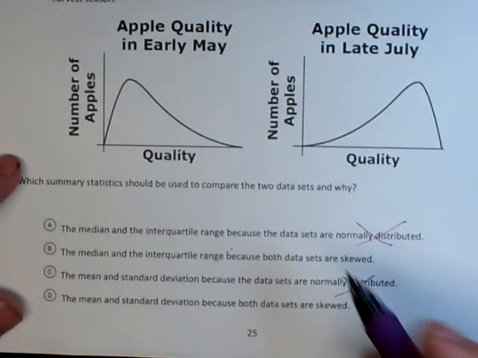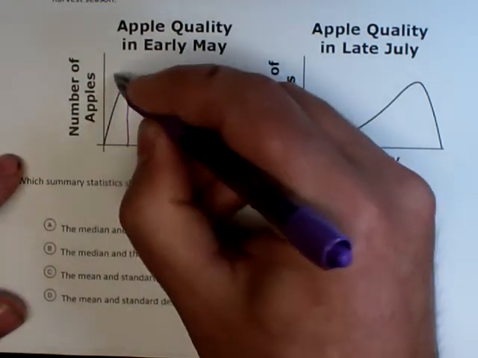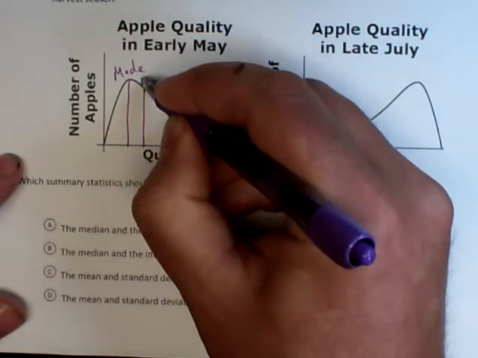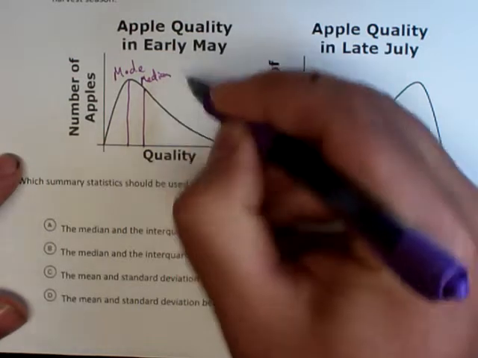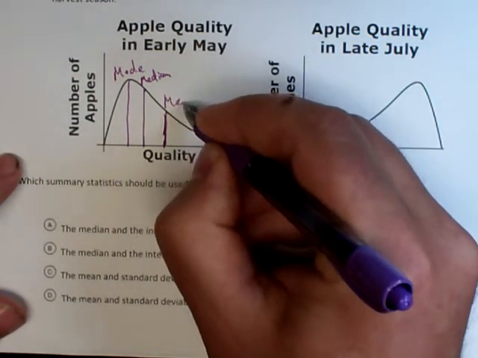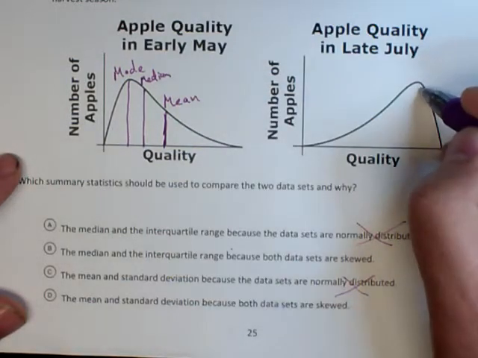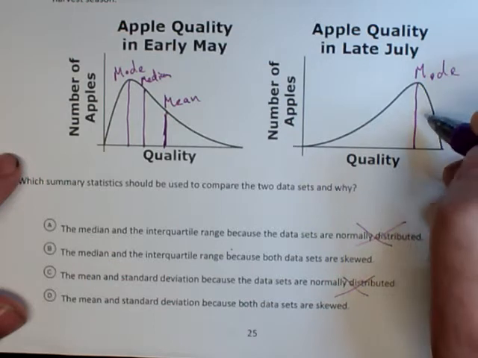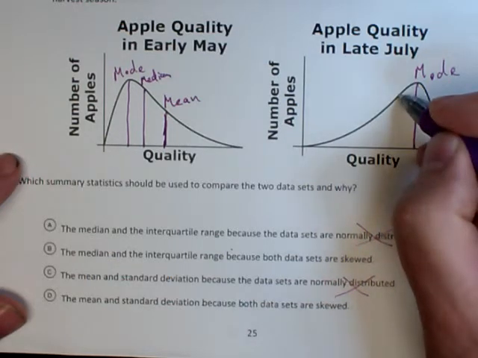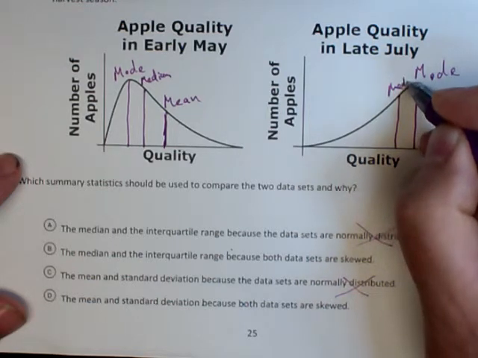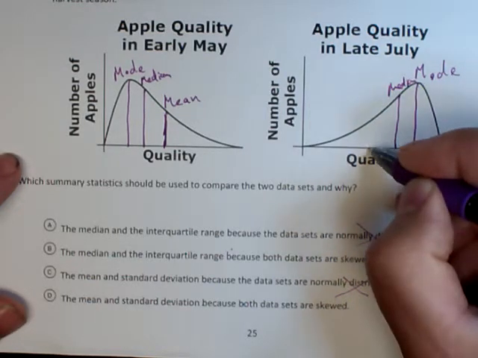With a skewed data set, this peak right here is the mode. The median gets pulled off a bit, and the mean can get pulled off quite a bit, pulled off of that peak. So on this one, it's going to be mode, median, and mean.